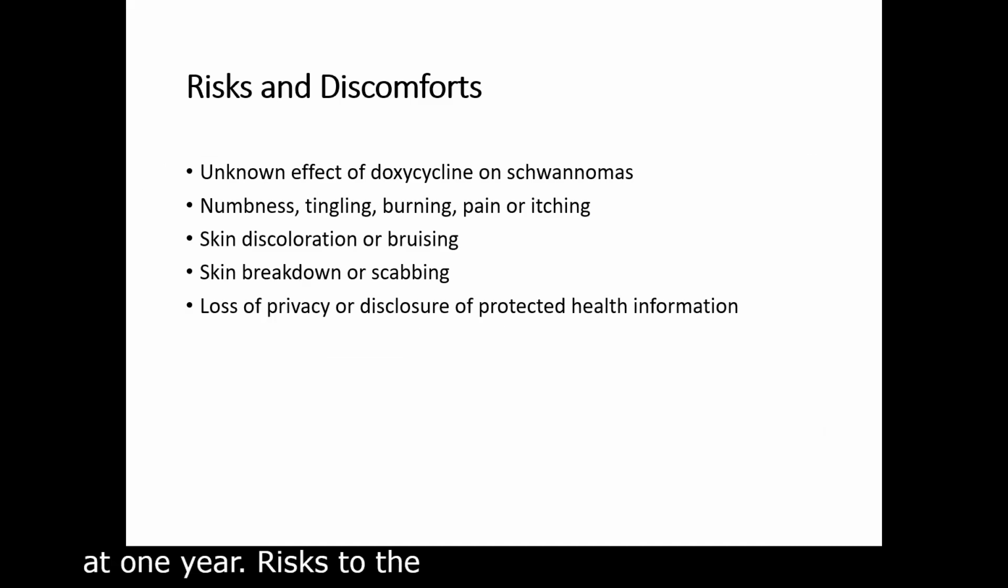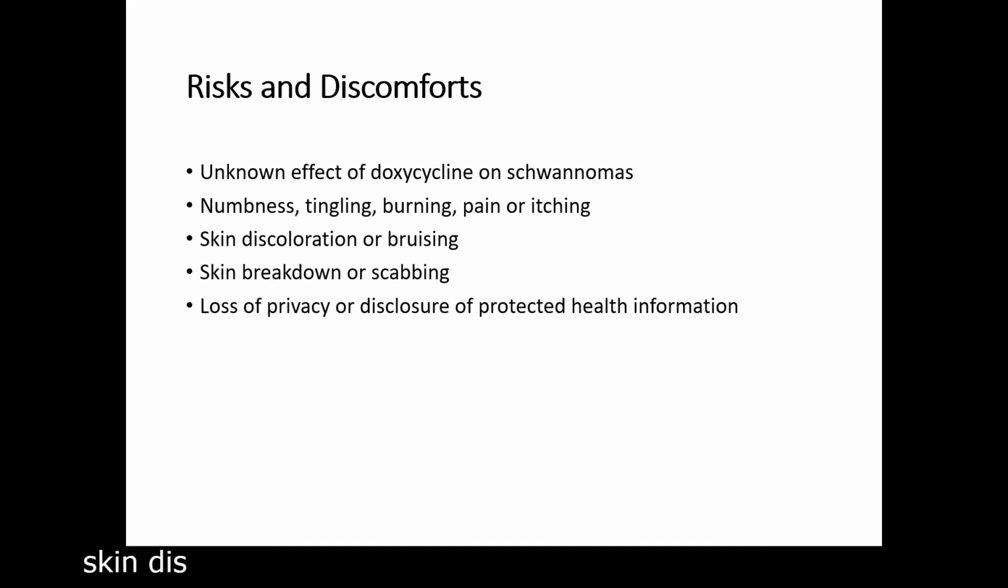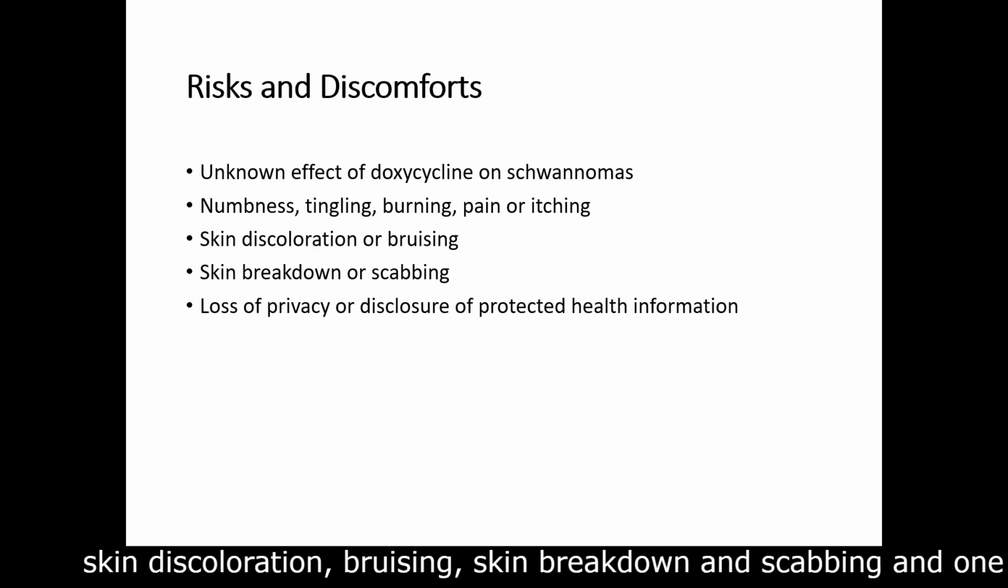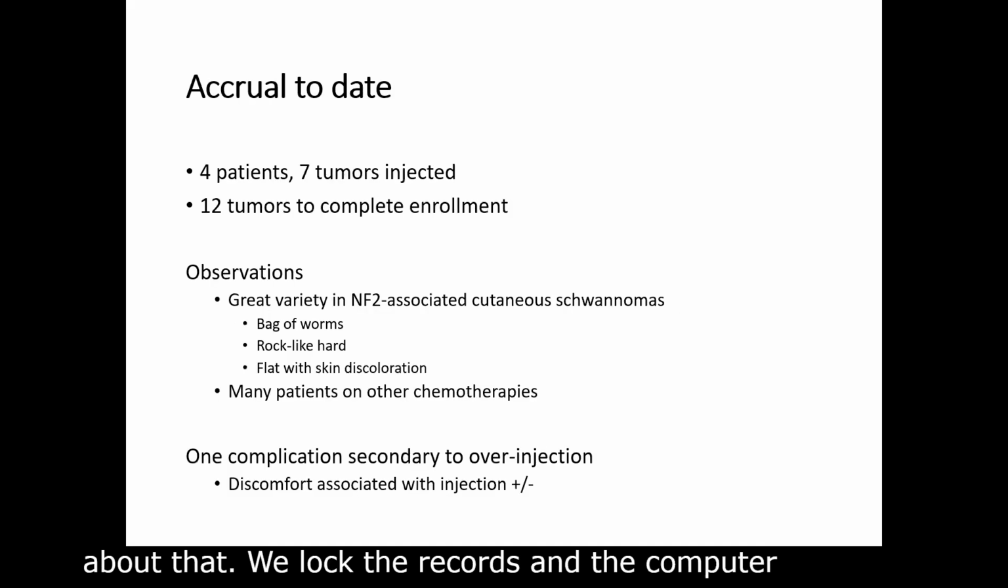Risks to the study: there are unknown side effects. We don't really know if doxycycline works for these tumors. We really can't tell if it's going to be helpful or not. Numbness, tingling, itching, burning, skin discoloration, bruising, skin breakdown or scabbing. And the one that we always have to put in for the IRB, the Institutional Review Board, is loss of privacy. Somebody else might see the record and find out who it's associated with. So we try to be very careful about that. We lock the records in the computers and offices and so forth.